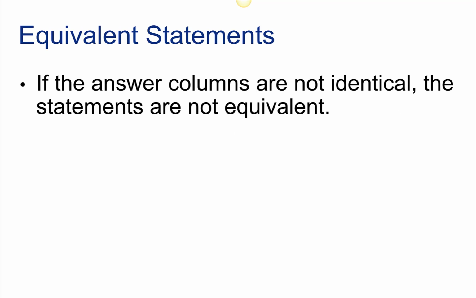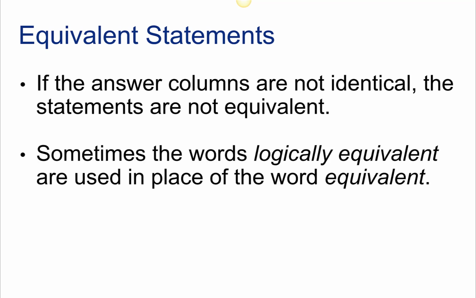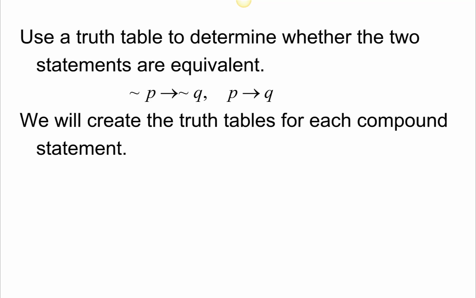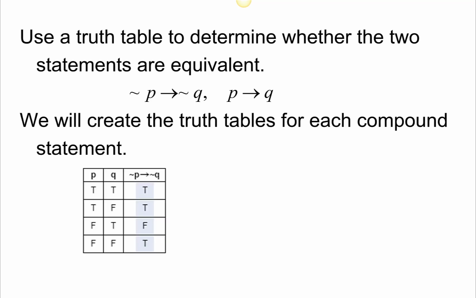If the answer columns are not identical, then the statements are not equivalent. Sometimes the words logically equivalent are used in place of the word equivalent. Use a truth table to determine whether the two statements are equivalent. So one way we're going to learn to determine equivalency is by using truth tables. So we're going to create the truth table for each compound statement.